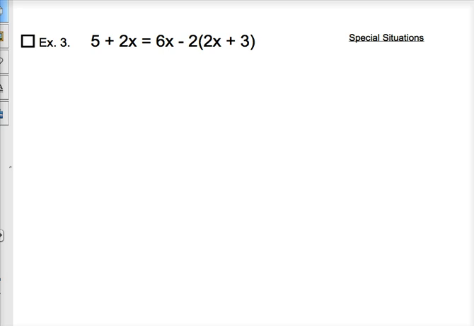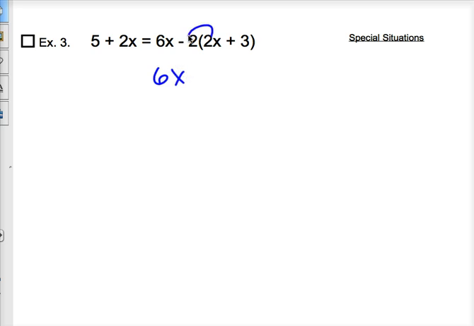Third example, we've got x's on both sides, plus over to the right I've got special situations. So let's be aware of that. Let's see what happens here. This one, because I have x's on both sides, I'm going to distribute on this one so I can put things together.